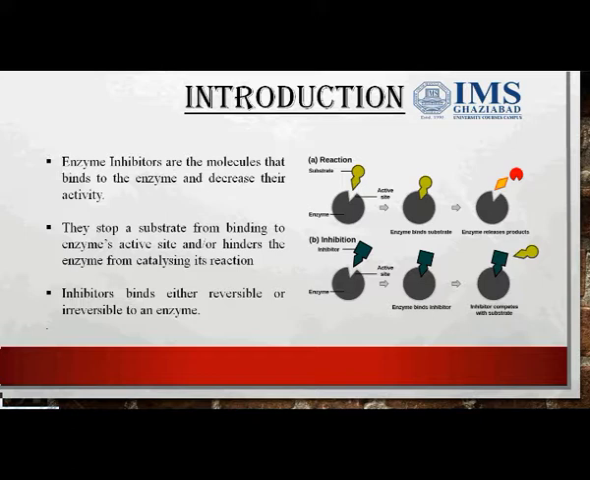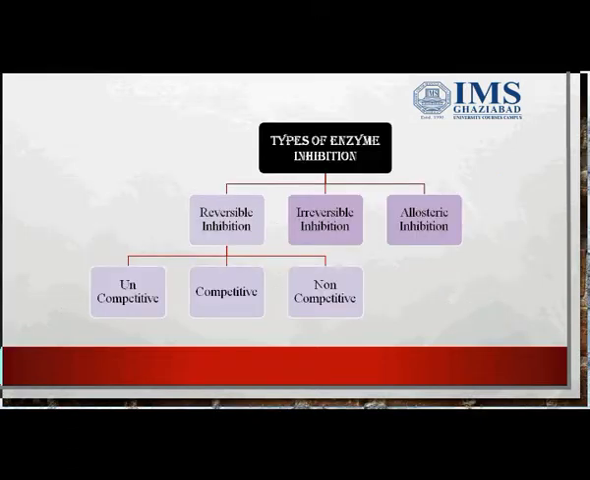Now, an inhibitor can bind either reversibly or irreversibly to an enzyme molecule. There are three types of inhibition: reversible inhibition, irreversible inhibition and allosteric inhibition. Reversible inhibition can be categorized into three further types: uncompetitive, competitive and non-competitive.